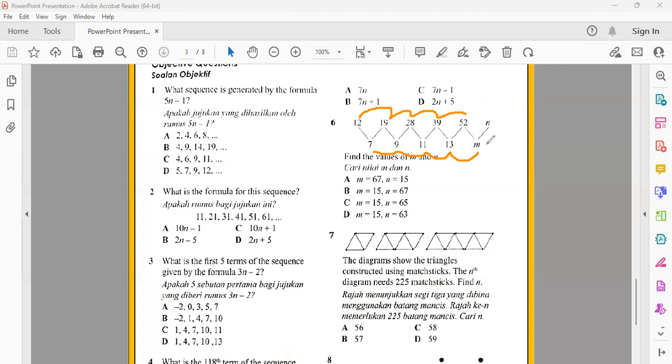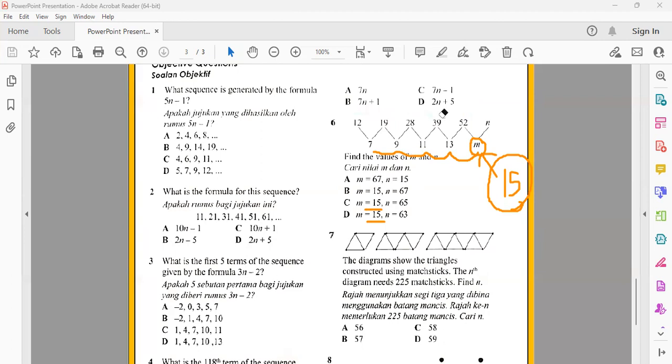Looks like m is going to be how much? Who can make a guess of m? Plus 2, plus 2, plus 2, plus 2. So this is going to be 13 plus 2. M is surely 15. Okay, so you have 2 answers here. Let's go to find n.